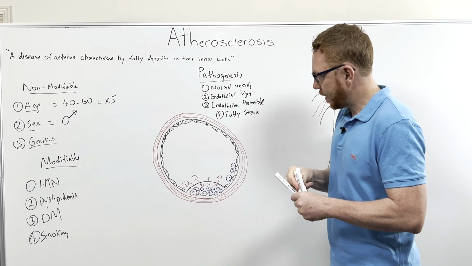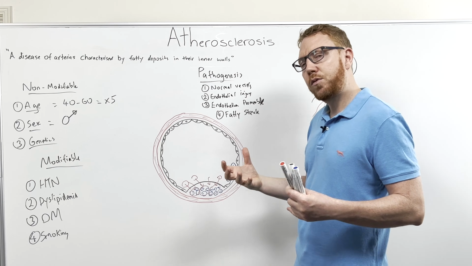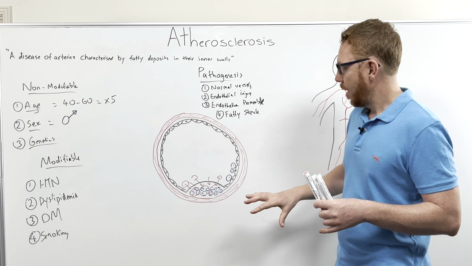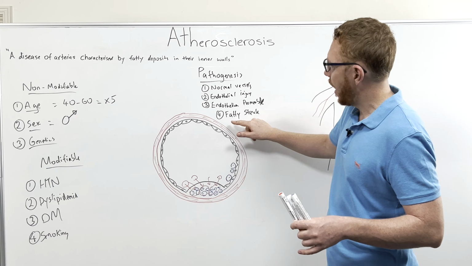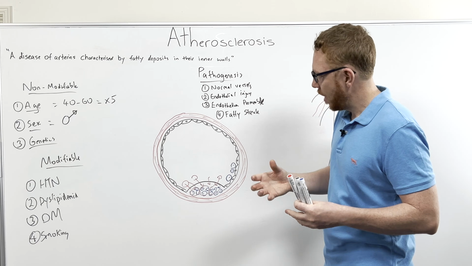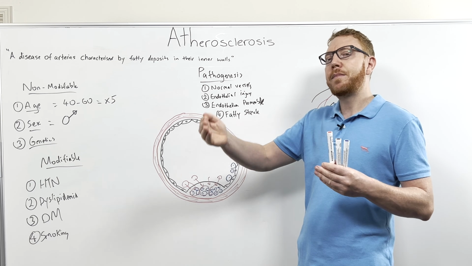And in this stage, we start to see an accumulation of these macrophages filled with these fatty molecules, and we're going to call these foam cells. So histologically, if you were to look at the blood vessel at this stage, this fatty streak stage, we would see these foam-like accumulations that will start to build up in the intima. Now, this is going to manifest over many years, decades.